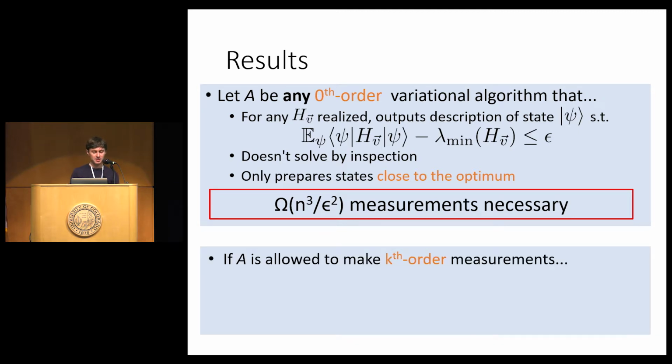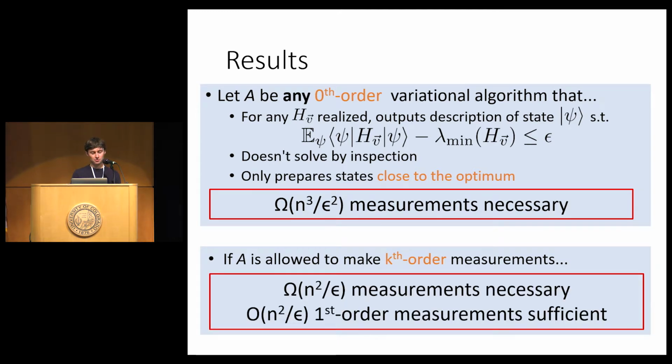And similarly, we can ask about kth order. In this case, we can show that n squared over epsilon measurements are both necessary and sufficient. And furthermore, the upper bound can be attained with only first order measurements. So for this particular model, second and higher order measurements don't help anything.